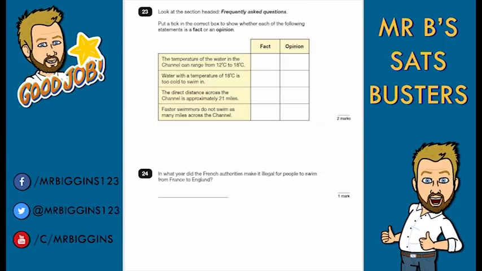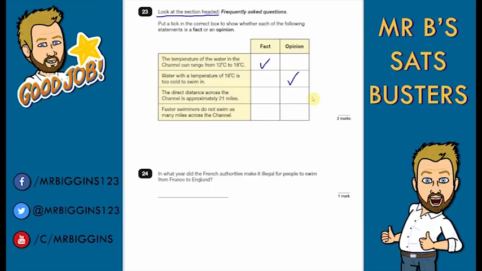Question 23 says look at the section headed frequently asked questions and put a tick in the correct box to show whether each of the following statements is a fact or opinion, for 2 marks. It says look at the section. That's really important. Let's look at it, let's not try and remember. First one says the temperature of the water in the channel can range from 12 degrees to 18 degrees. That's a fact, right in the first question. The second one says water with a temperature of 18 degrees is too cold to swim in. In the text it says that people would generally consider below 20 degrees to be cold for swimming, but that says people consider, so it's an opinion, not a fact.